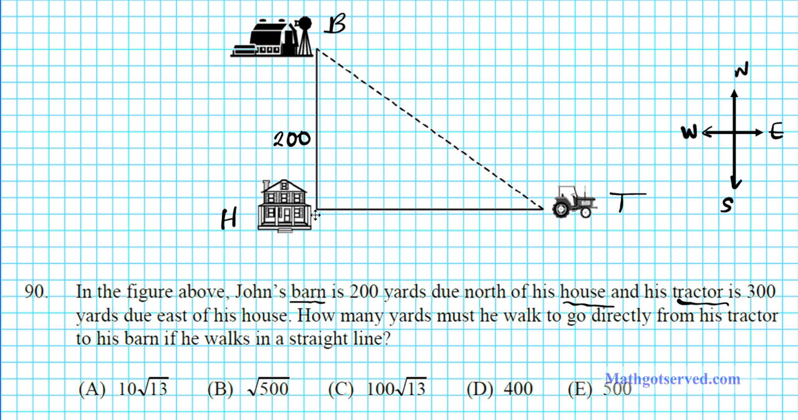So it looks like the house is basically the reference point. So due east, you see going to the right, it's 300. So the question is, how many yards must he walk to go directly from his tractor to his barn if he walks in a straight line? So tractor to barn, let's call that x.